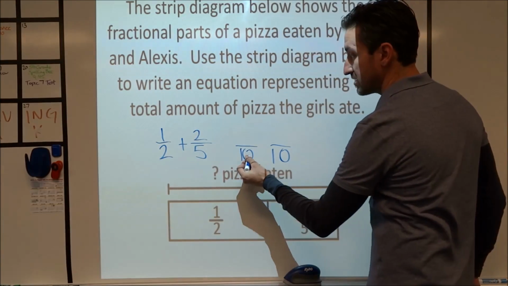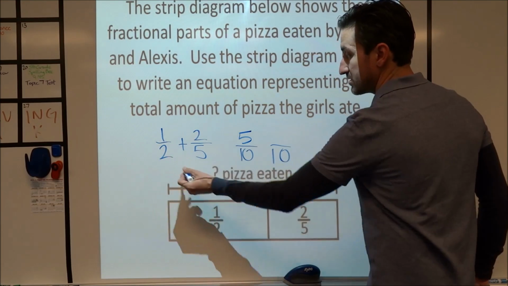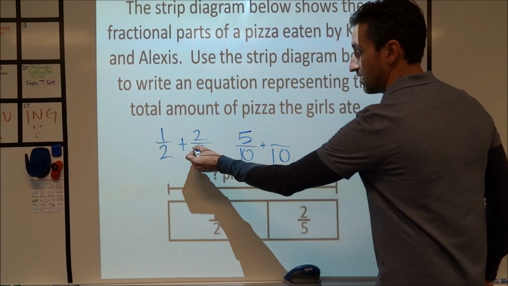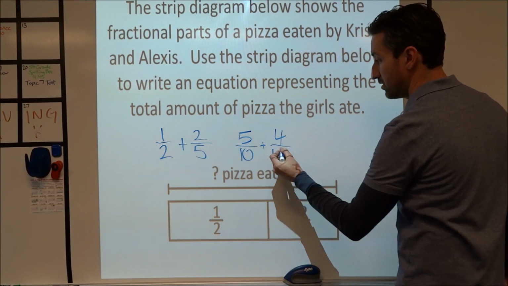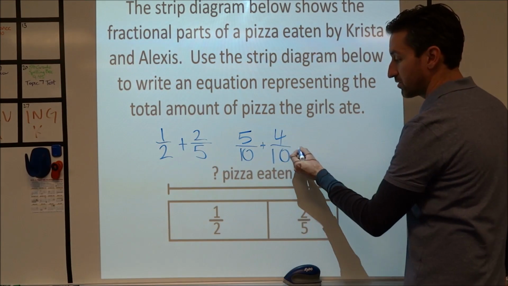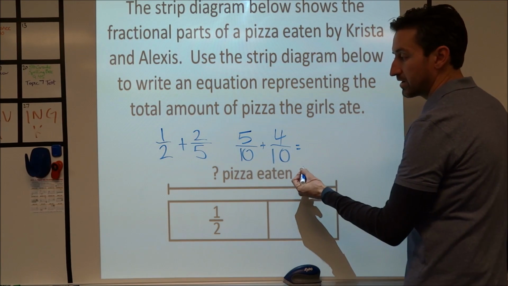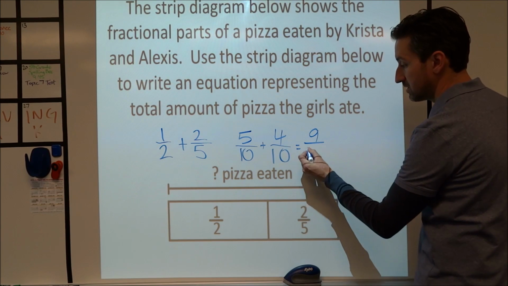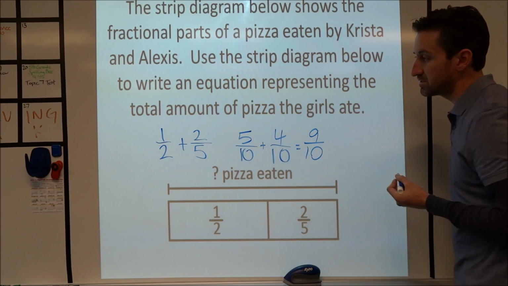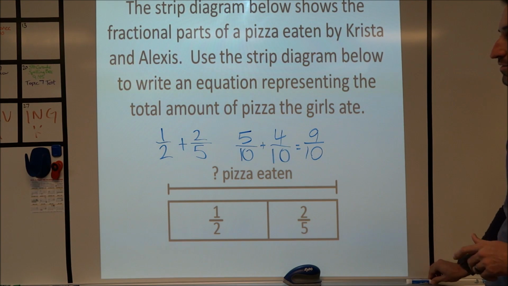Two times 5 is 10, so 1 times 5 is 5. 5/10 is equal to 1/2. 5 times 2 is 10. 2 times 2 is 4. So 2/5 is equal to 4/10. Now that I have a common denominator, I can add my numerators together. 5 plus 4 is 9. Denominator stays the same. So this is 9/10. So the girls ate 9/10 of the pizza.